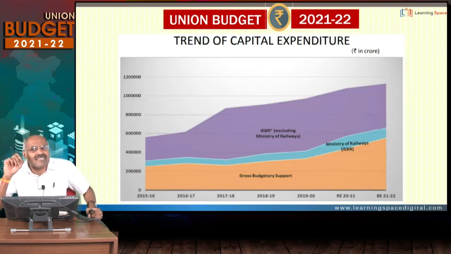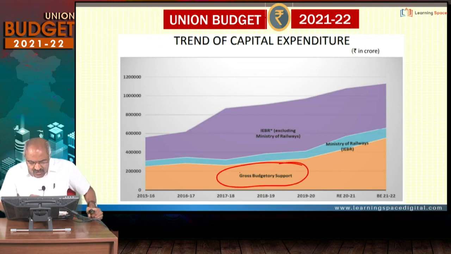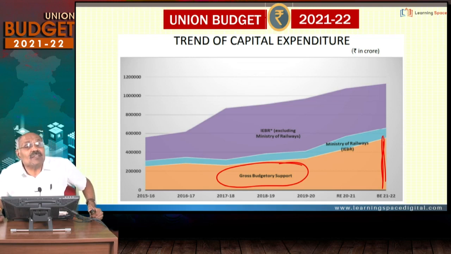Just have a glance at it. This is the trend of capital expenditure. If you look at the trend of capital expenditure, the capital expenditure through gross budgetary support is increasing. We have already seen that gross budgetary support for capital expenditure means the government increases its expenditure through national highways, ports, railways and airports. When the government itself supports these from the budget, that is gross budgetary support. When it is financed by other means, that is extra budgetary resources. So friends, gross budgetary support is increasing in recent times. This is the positive thing.